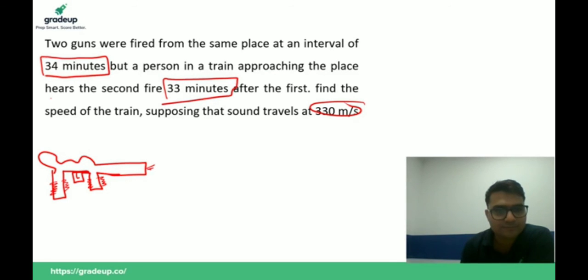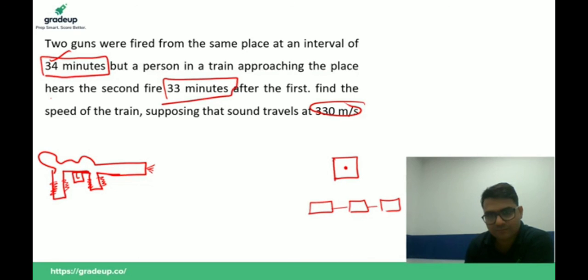Okay, this is the gun. And we are firing from this gun 2 shots at an interval of 34 minutes. And suppose this is the target. Okay, and a man in a train approaching the place. एक आदमी है जो कि ट्रेन में है. आदमी कहीं यहीं पे बैठा हुआ है, इधर चल रही ट्रेन. ठीक है. Okay, the man is here.